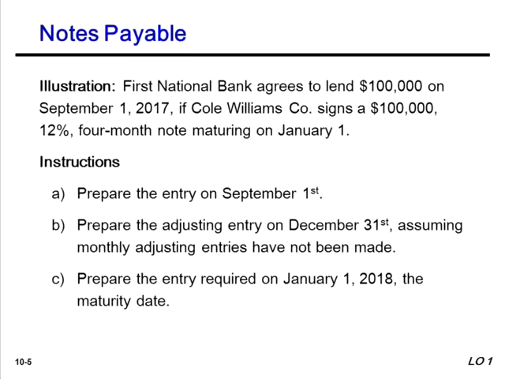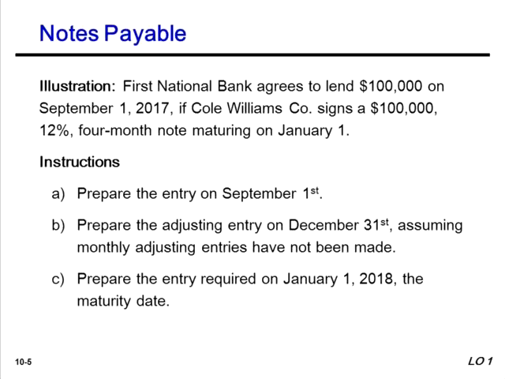Alright, so we have an example here of a note payable problem. First National Bank agrees to lend $100,000 on September 1st, 2017 if Cole Williams Company signs a $100,000 12% 4-month note maturing on January 1st. So the note is made on September 1st. It matures or is due January 1st.